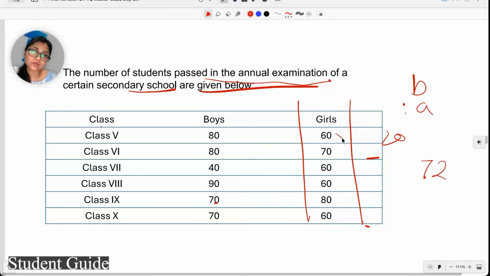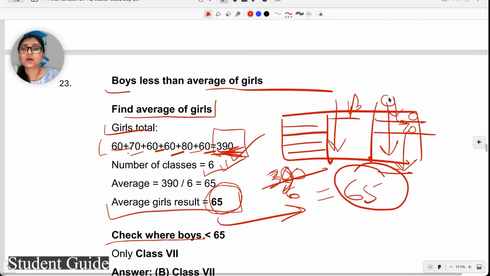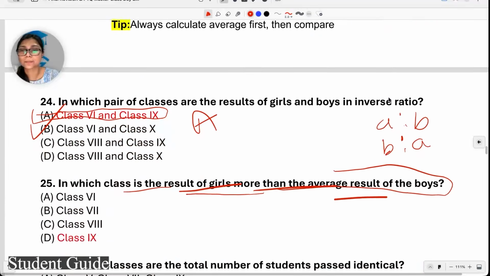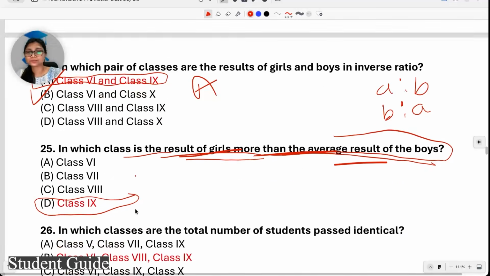So this is not more than 72, not more than 72. No, no. This one is more than 72. It is 80. So class 9 will be the correct answer for that question. We can see if the option is there or not. So this was the question: in which class are the results of girls more than the average results of boys, and the correct answer is class 9, which we have already found.